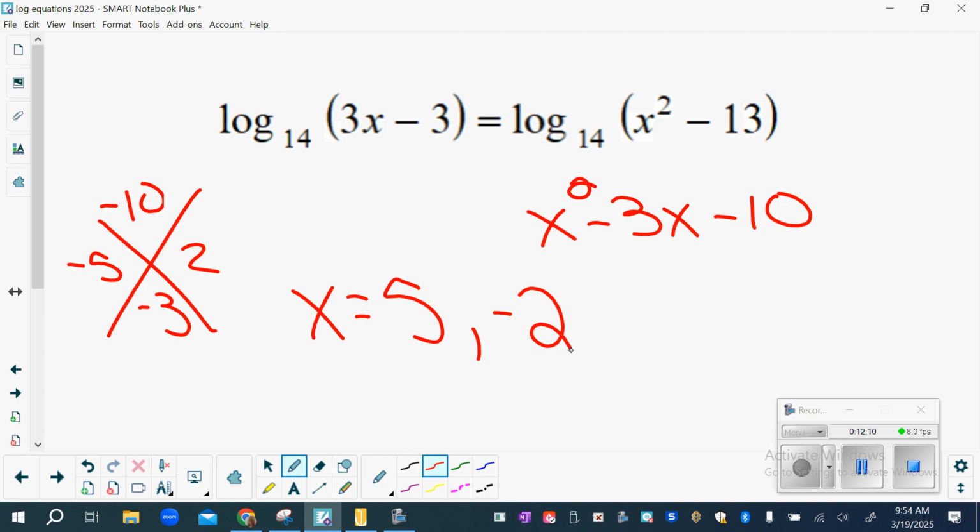Okay, so here's the big pre-calc change from last year. So when I'm doing this problem, this is what I get. I get 5 and negative 2. To be honest, in algebra 2 and algebra 2 treat, we would have just stopped right there. But here's what pre-calc says.